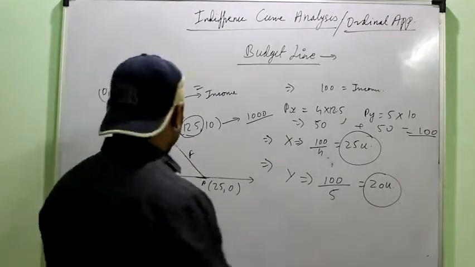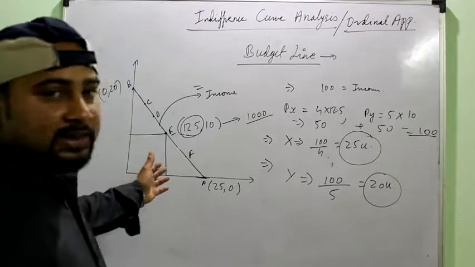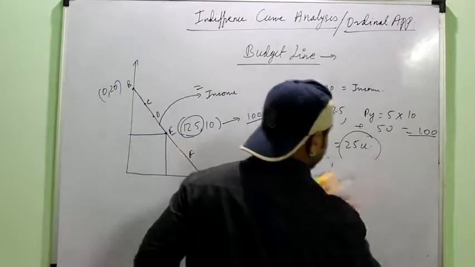Now we will study the properties. From here only you can make out it is a downward sloping straight line, right? Two basic properties.